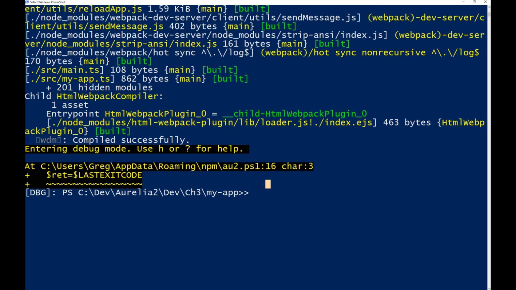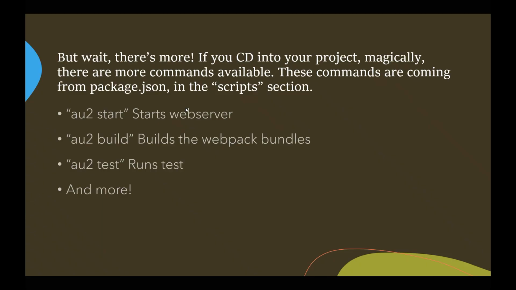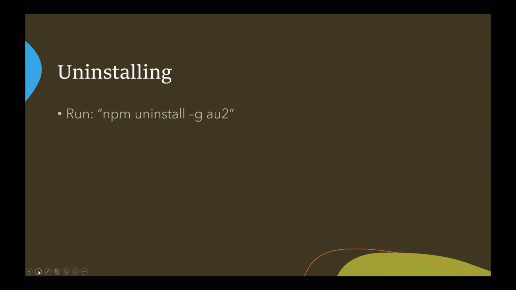All right. So you have those additional commands available once you're actually in that project directory. All right, so the last thing you might want to do is uninstall your Aurelia 2 CLI. So you can do that with npm uninstall and that little parameter for globally, and then it says, okay, this is what it is that we're uninstalling.